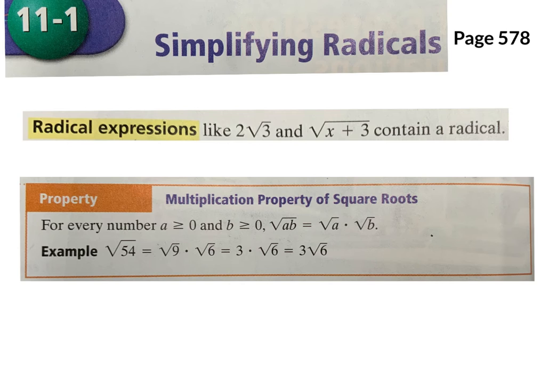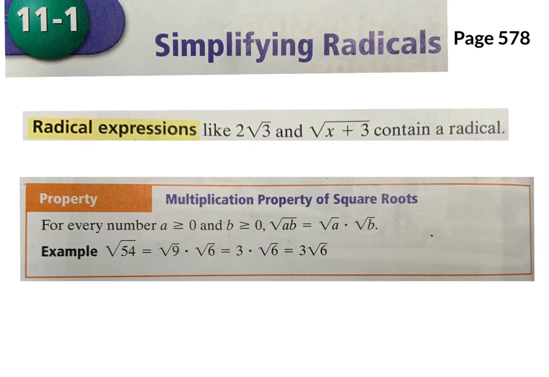We will be beginning on page 578 in your books, section 11.1, Simplifying Radicals. You do need to follow along with your handout guided notes and make sure that you copy down the examples and do the check understanding as they're assigned.